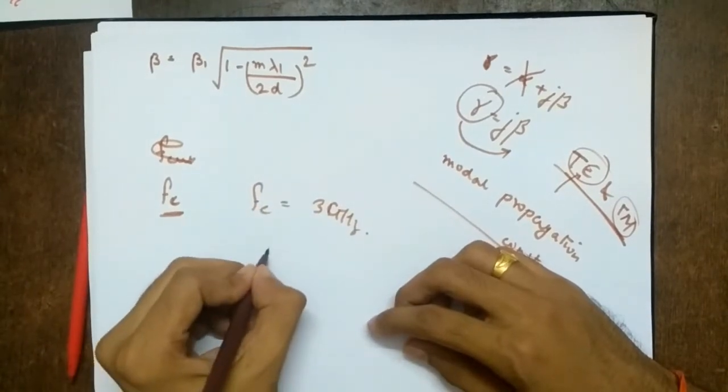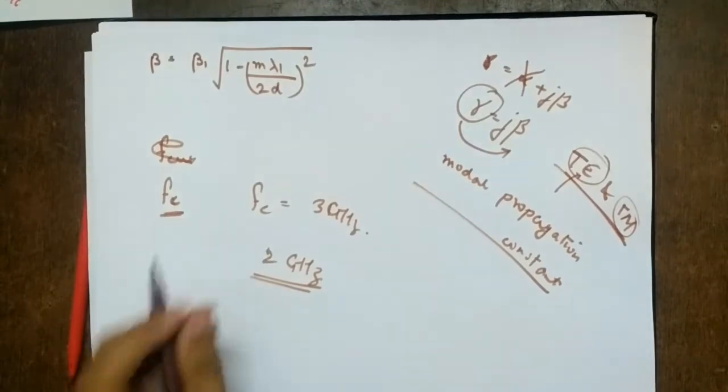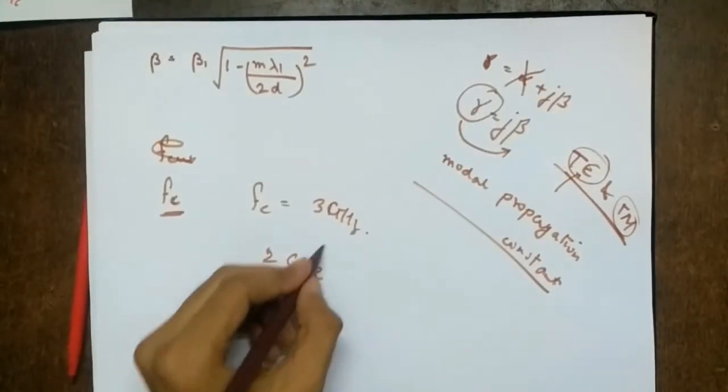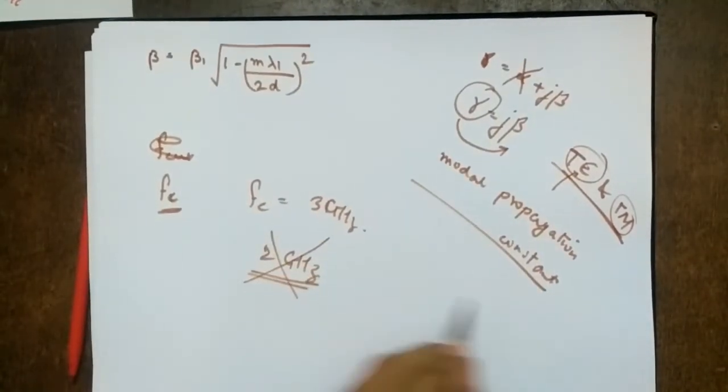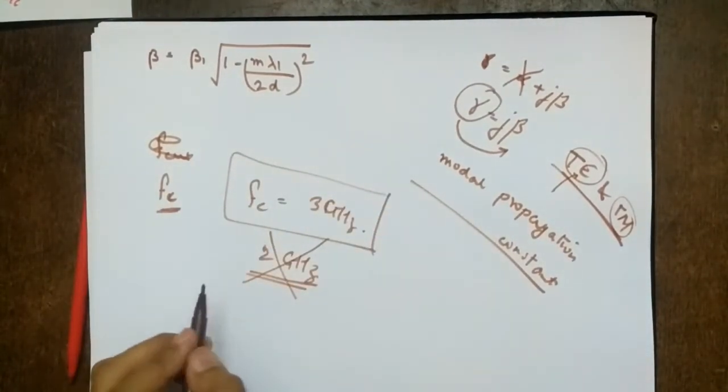If you try to launch a wave which has a corresponding frequency of 2 gigahertz, let it be at any angle, what will happen? It will not be able to propagate inside the waveguide. Why? Because the cutoff frequency of the waveguide is 3 gigahertz. So that is what is meant by cutoff frequency.